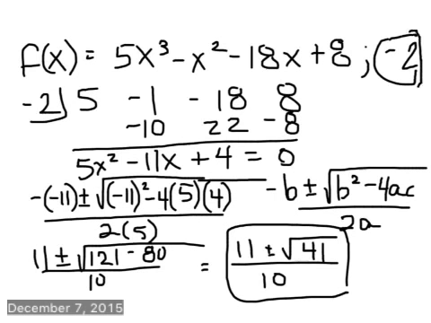Now, how many answers do I have there? I have 3. The 3 answers are 11 plus the square root of 41 divided by 10. And then there's 11 minus the square root of 41 divided by 10. And then the -2. I think that might be the only one where you have to use the quadratic formula. However, if you want to, could you use the quadratic formula for all those parts? Yes, you can.